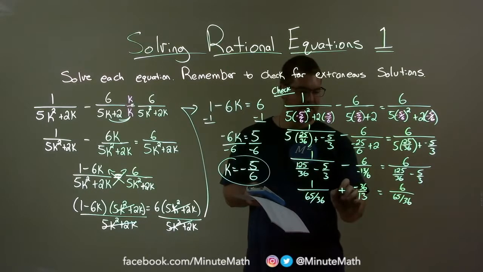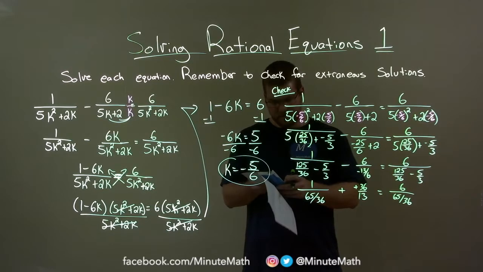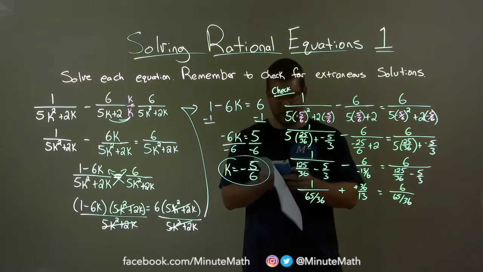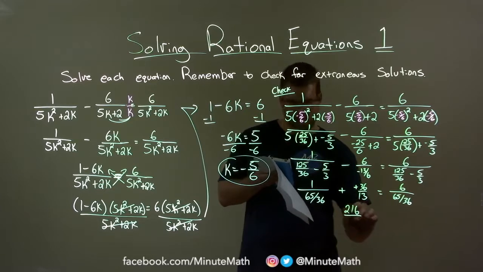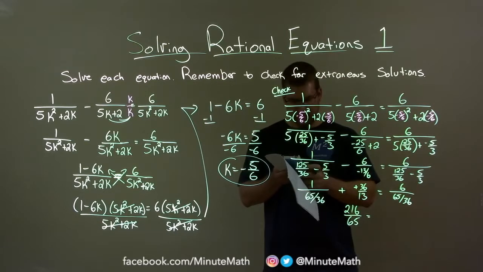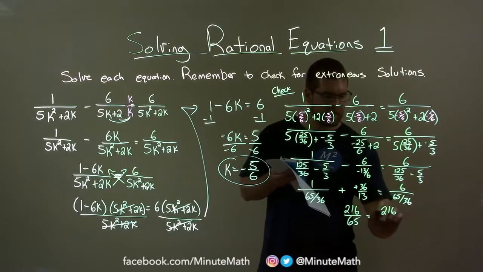Remember, a minus a negative is plus a positive. So 1 divided by 65 divided by 36. Okay, and then I am going to add, so let's do it all in one step here, because I'm kind of running out of room, plus 36 divided by 13 as a fraction, and that should give you the fraction 216 over 65. The right-hand side here, what's 6 divided by 65 divided by 36, and that as a fraction is 216 over 65.